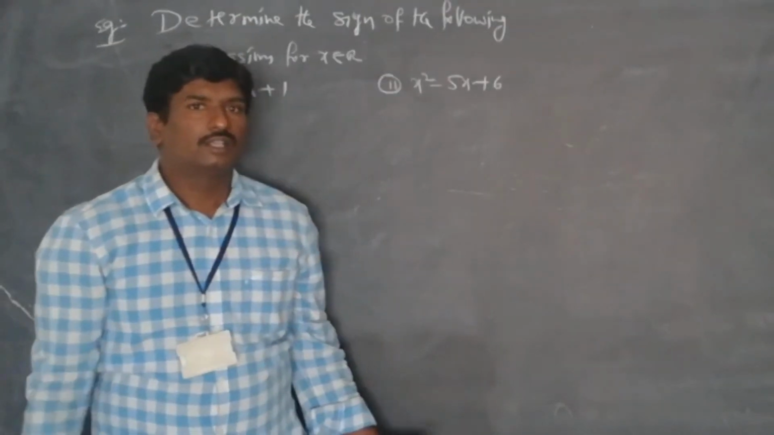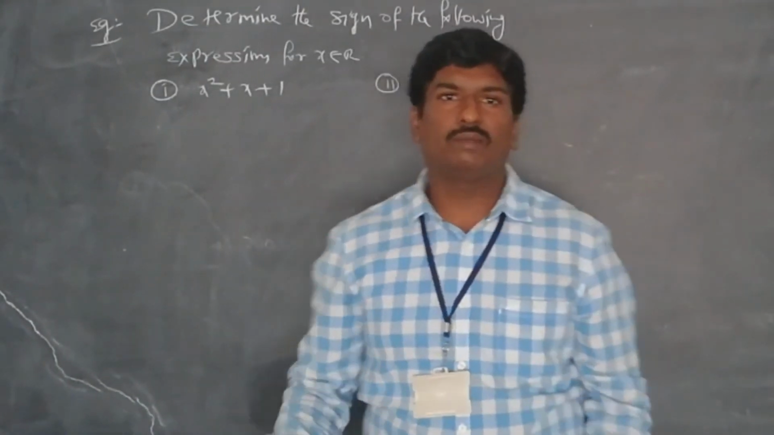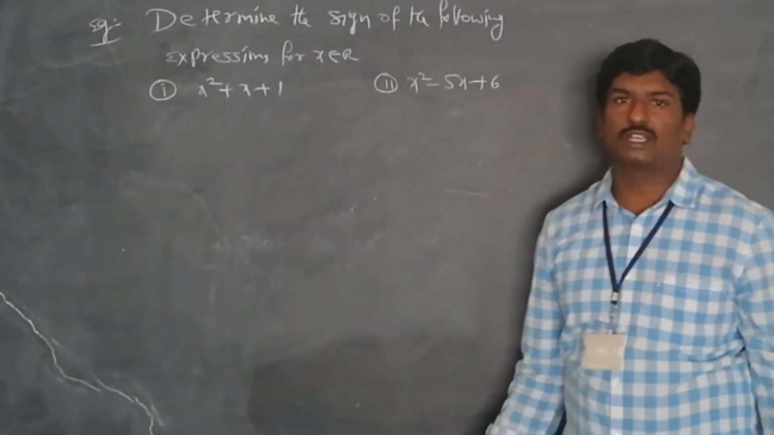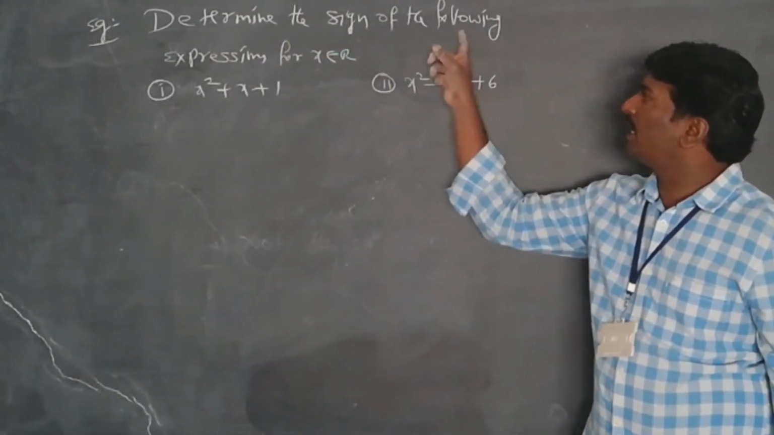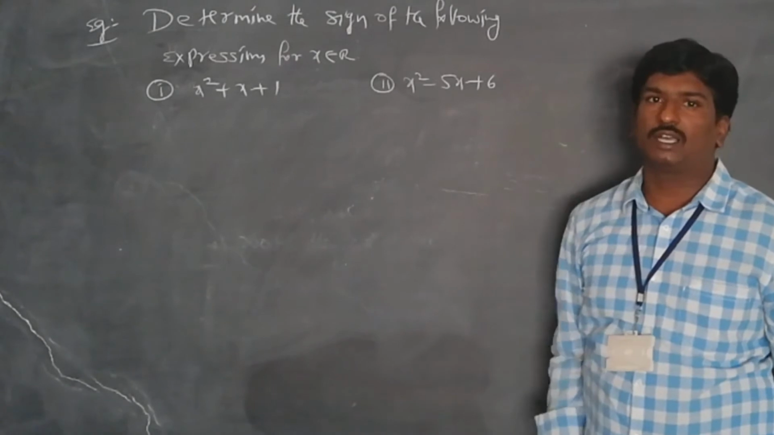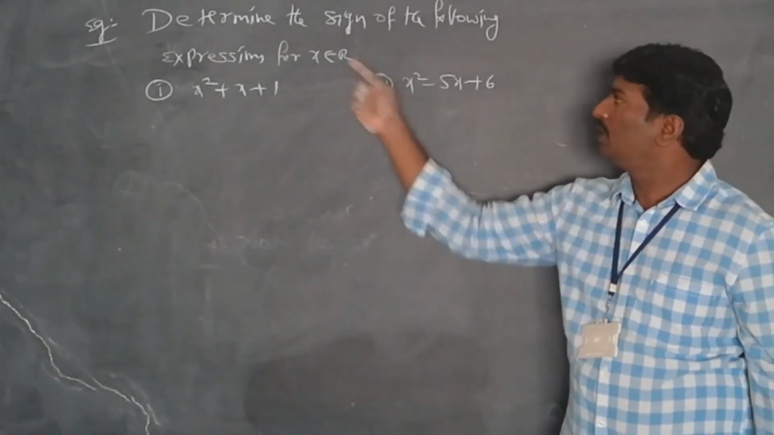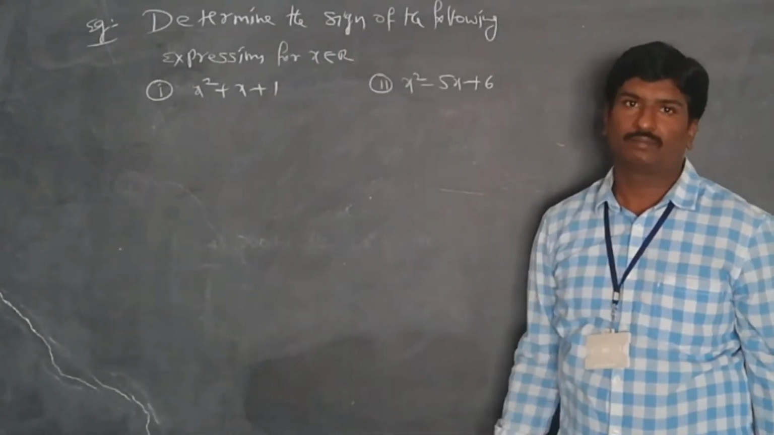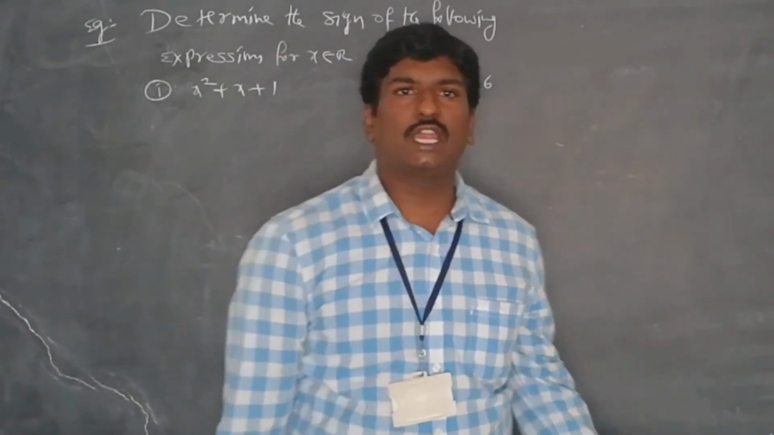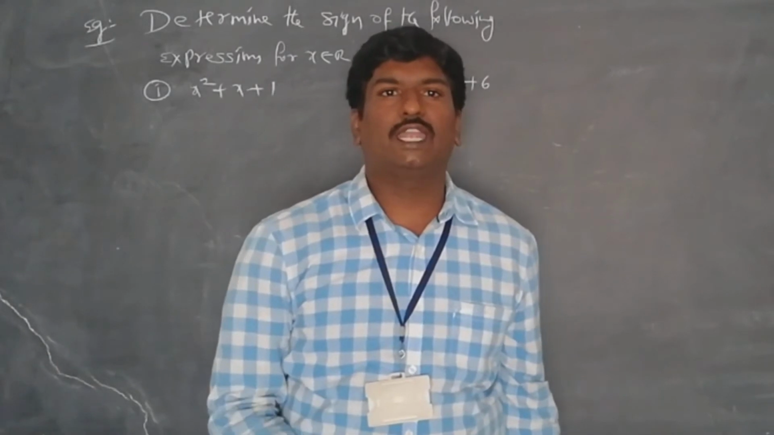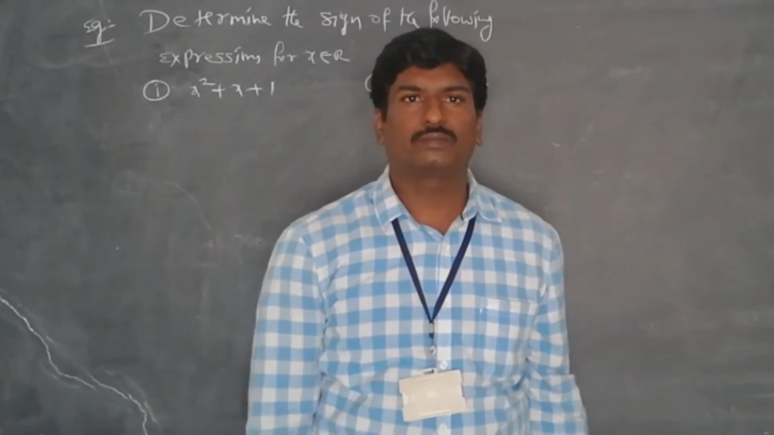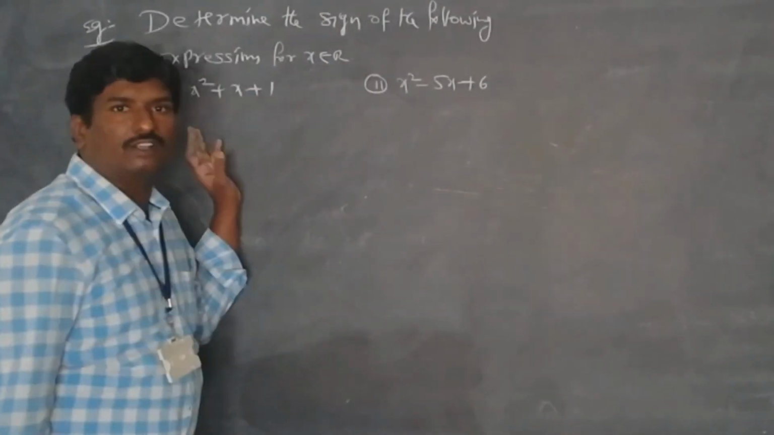So see, here I am taking a problem based on the concept I explained. Determine the sign of the following for x belonging to R. Here I am taking two problems. You have to discuss the sign. For that, first you have to check its nature: less than 0, greater than 0 or equal to 0. So for that, I am finding the nature of these roots.